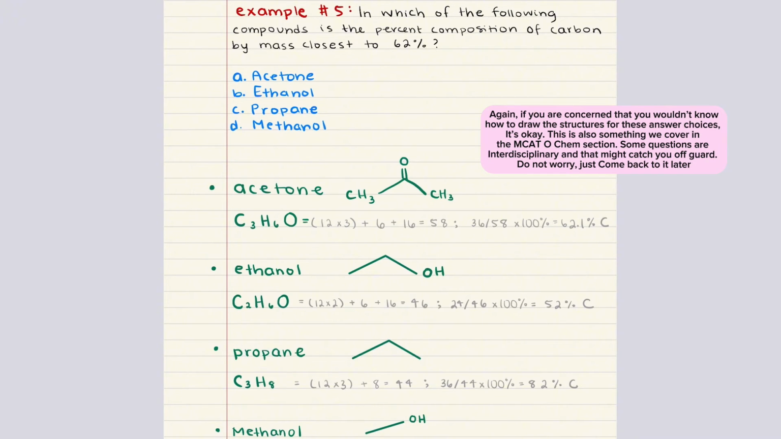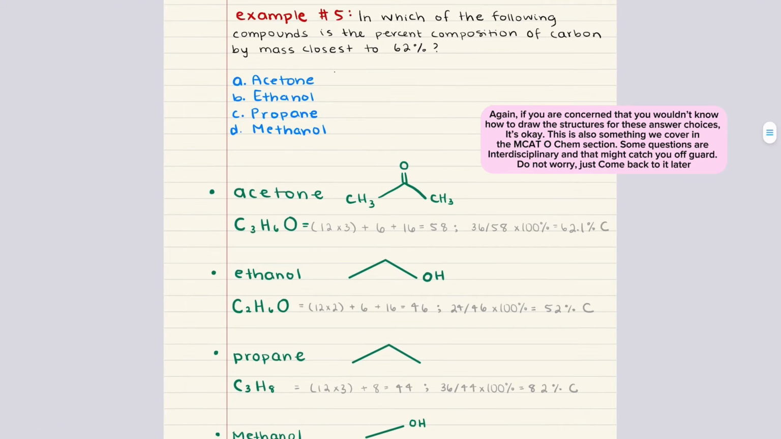Problem 5 says, in which of the following compounds is the percent composition of carbon by mass closest to 62%? Now, the percent composition by mass of any given element within a molecule is equal to the mass of that element in the molecule divided by the molar mass of the compound, all multiplied by 100%. So for each of these answer choices, we're going to have to figure out the mass of carbon and then divide that by the molar mass of the compound as a whole and multiply all of that by 100%.